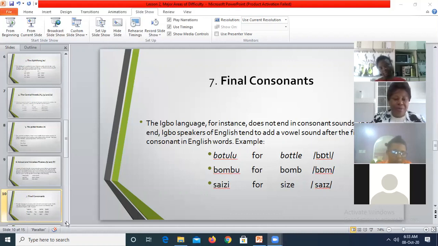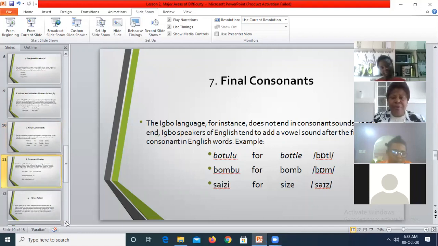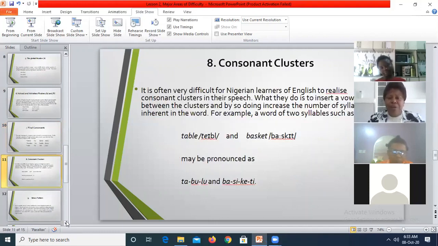The next difficulty is with the consonant clusters. The English language has consonant clusters. Many times these clusters could be two, three, or four consonants, but we do not have that in any of our Nigerian languages, and they are bound to give you some difficulties. Where these consonant clusters are, we should not make the mistake of introducing a vowel in between them. They must be realized as consonant clusters. I remember you must have studied consonant clusters in your secondary school.